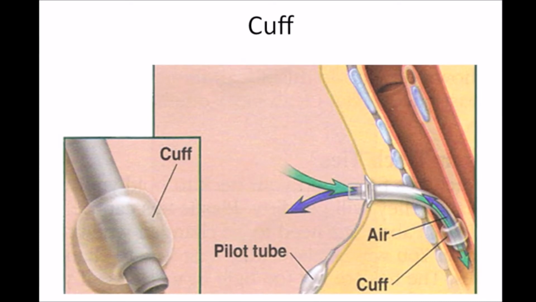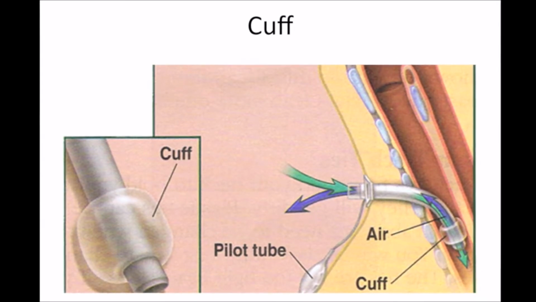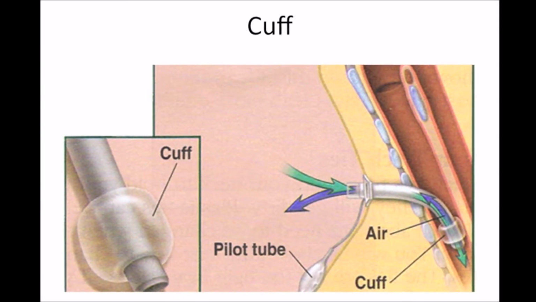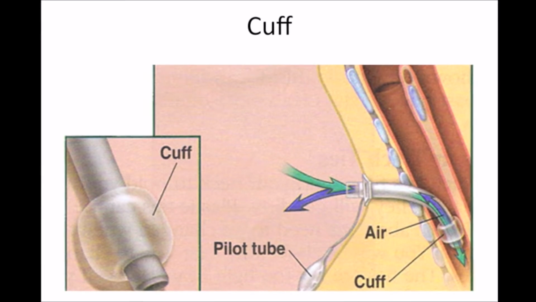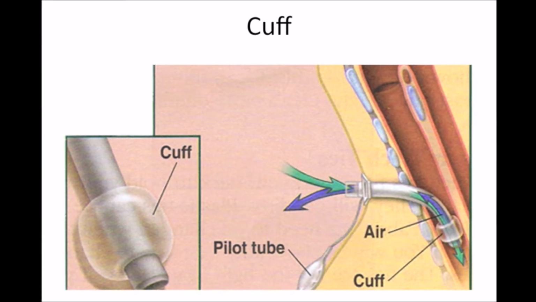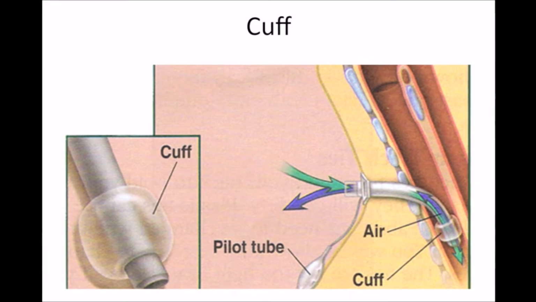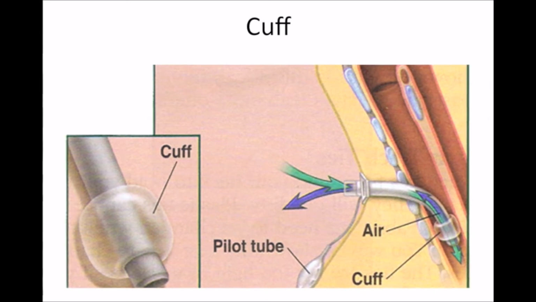The cuff or the balloon is on the end of the tracheostomy tube. When inflated, it forms a seal against the wall of your windpipe. This stops the airflow through your mouth and nose so that you breathe through the tracheostomy tube. When the cuff is inflated, the patient will be unable to speak.